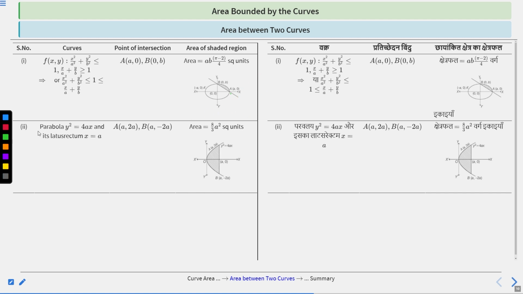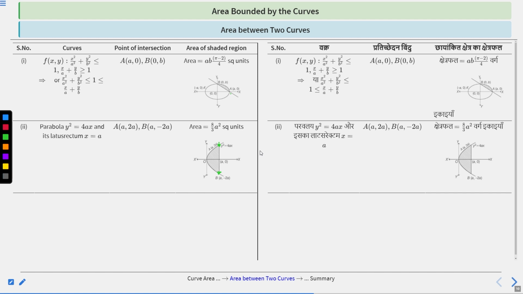Right? Now, if we have two curves, the parabola y square equal to 4ax and its latus rectum, that is x equal to a. Therefore, we have to calculate the area between these two, that is, the area of the shaded region. The points of intersection will be (a, 2a) and (a, minus 2a), right? So you have to remember the area is 8 by 3 a square units, right? You have to simply remember.